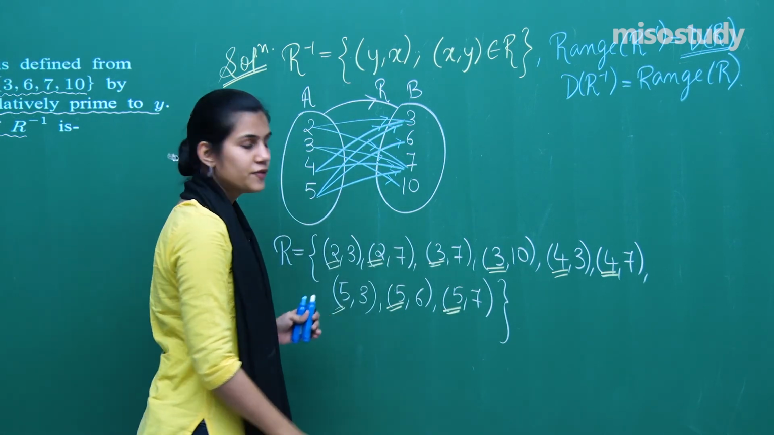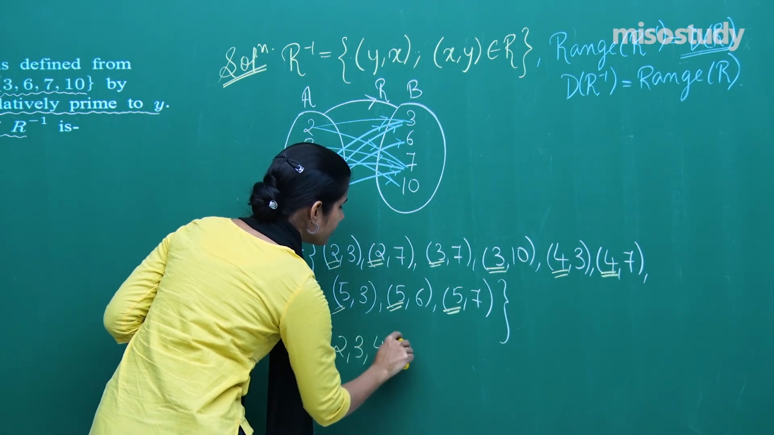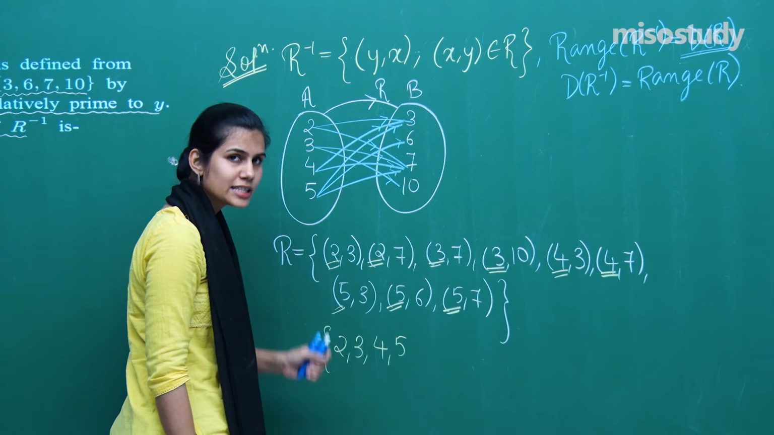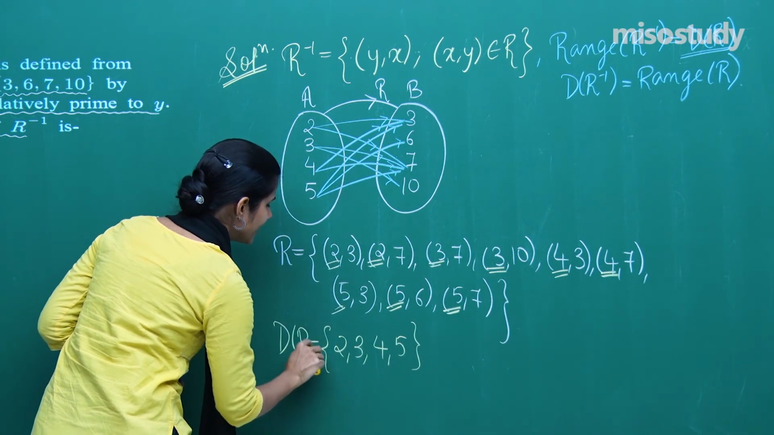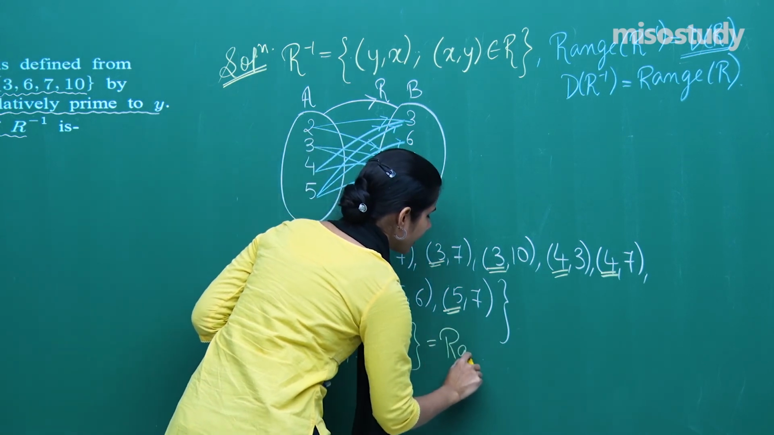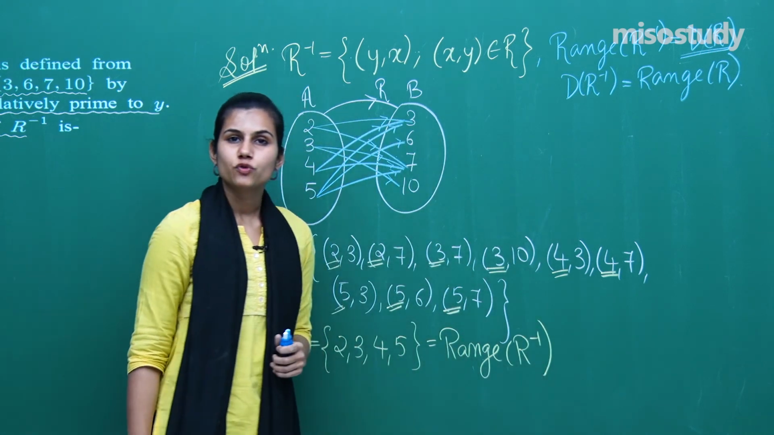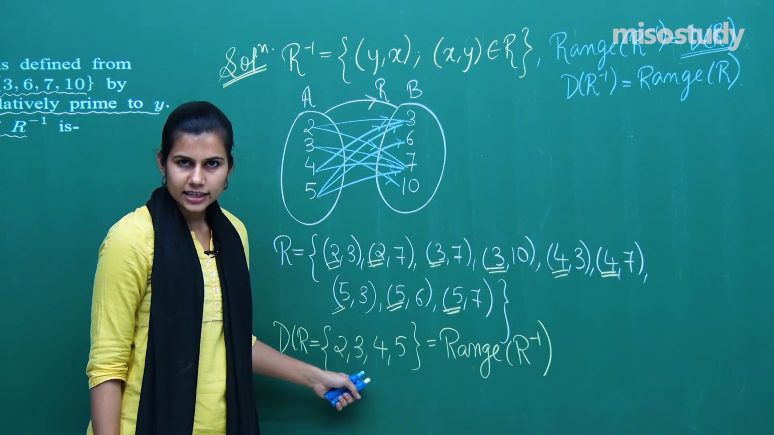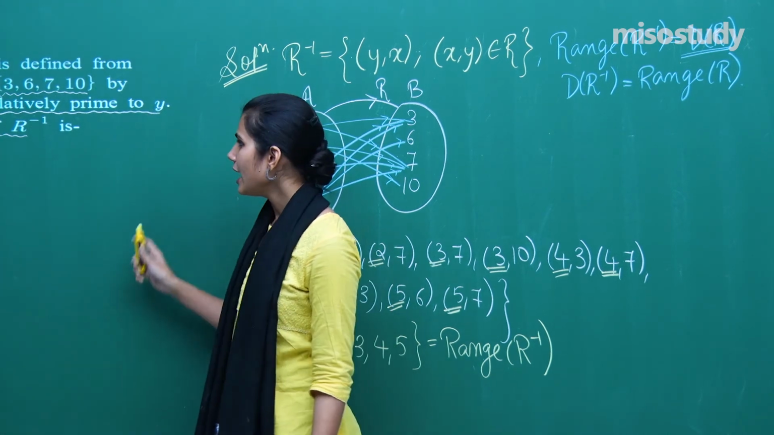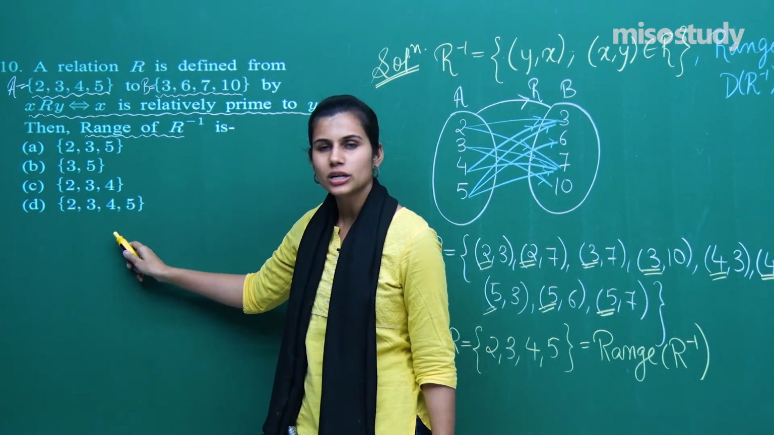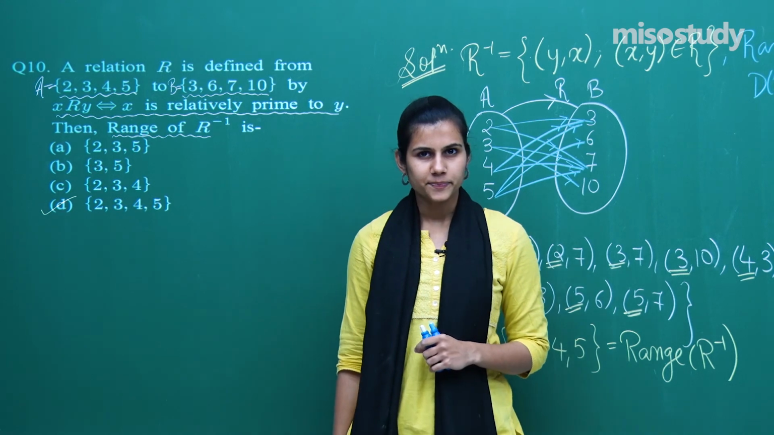The distinct first components happen to be 2, 3, 4 and 5. Do not allow repetition because sets do not allow repetition. And domain of R is very much a set which is equal to the range of R inverse. That is what we wished to find. Let's see if this set is in the option set or not. 2, 3, 4 and 5 is, yes, sitting as option number D. And so this is my correct answer.